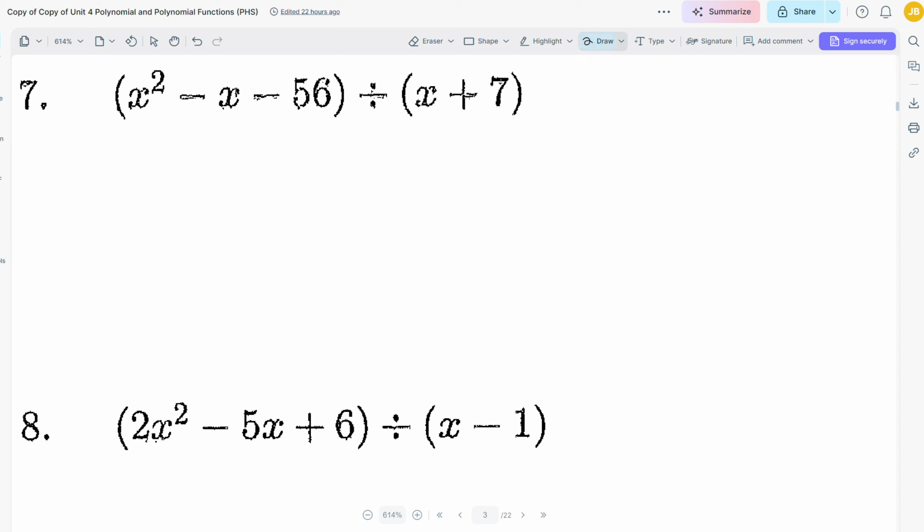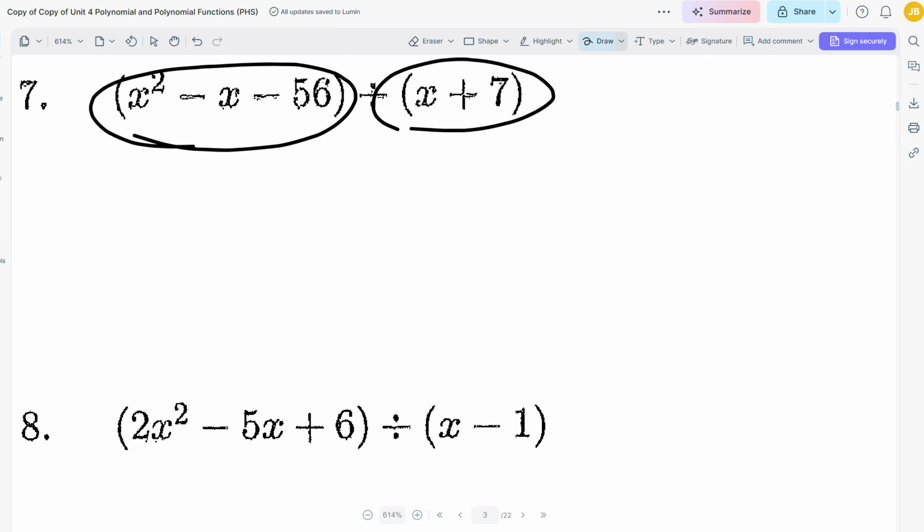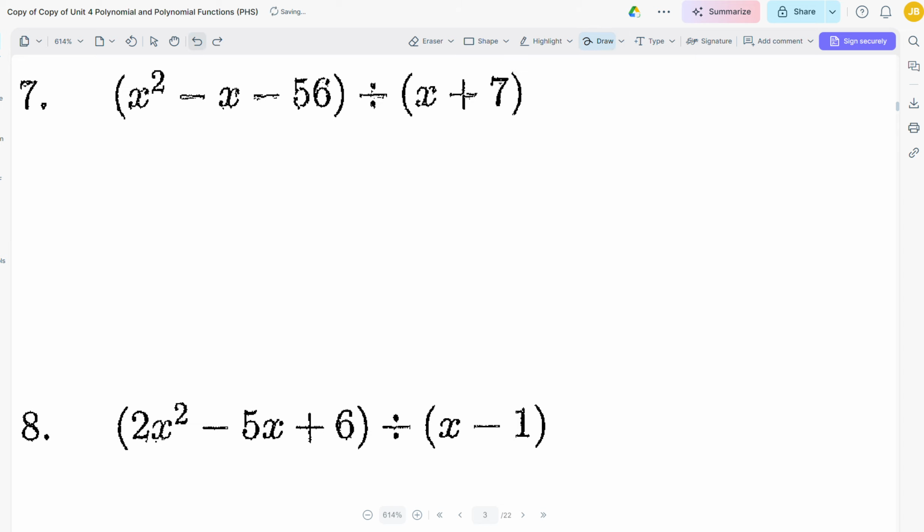Here we go. We're about to divide this polynomial x squared minus x minus 56 by this x plus 7. Now, it's not the same approach as synthetic division. We don't have to solve our little binomial and set it equal to 0. We're going to keep it. So we're going to go ahead and set up the long division.